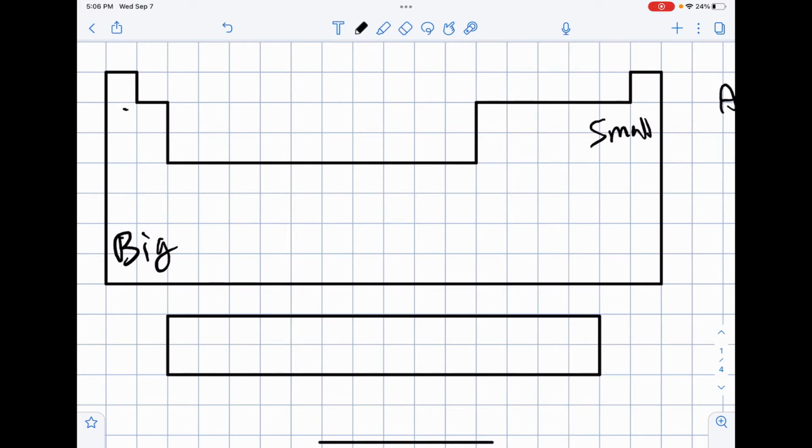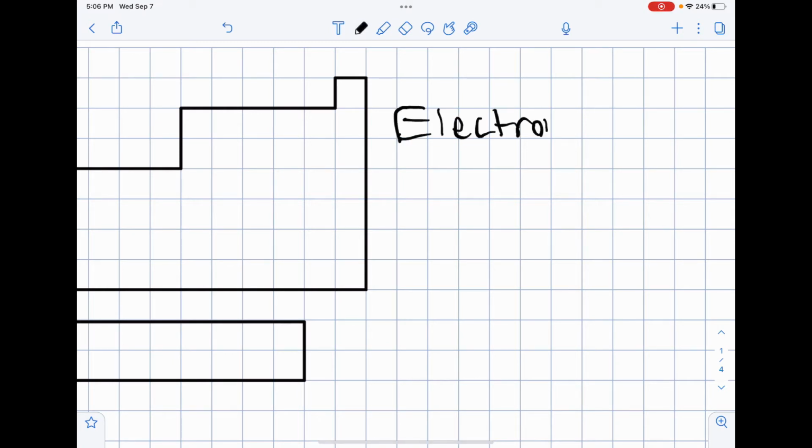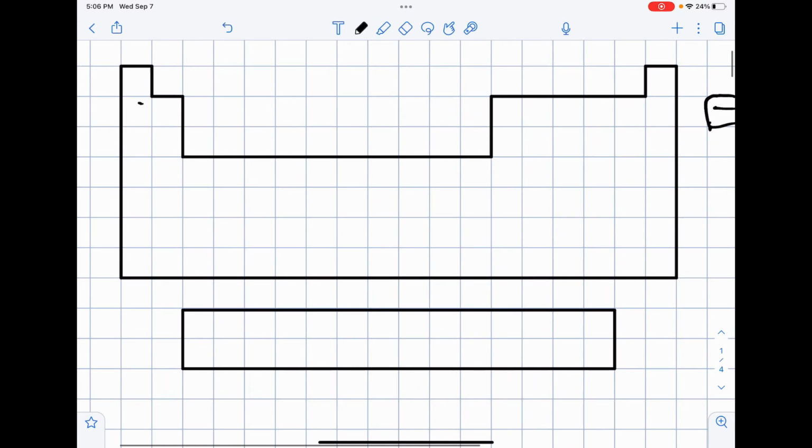So that's atomic radius. The next trend I want to go over is electronegativity. So what is electronegativity? Electronegativity is how badly do you want to hold on to electrons? And that becomes really important as we talk about polarity later on in chemistry. So electronegativity is how badly do you want electrons, and it's based on some of the same things that go on with atomic radius. So what happens as we go down the group?